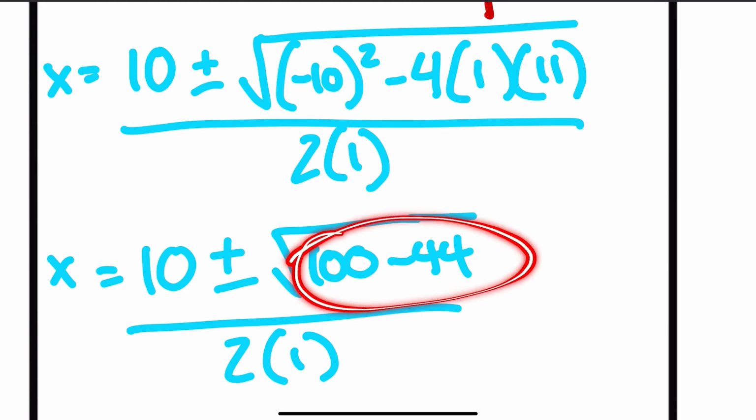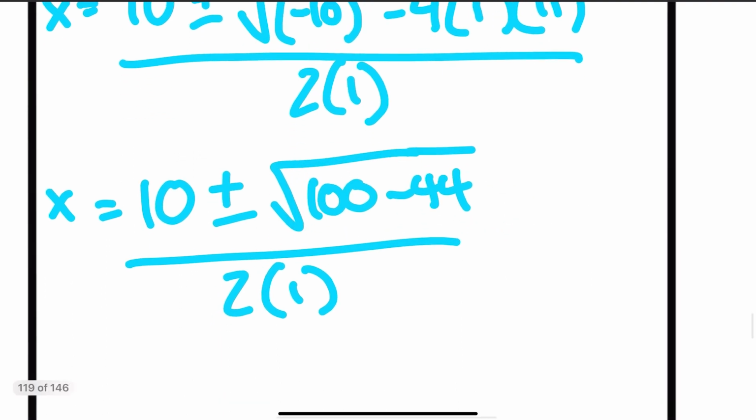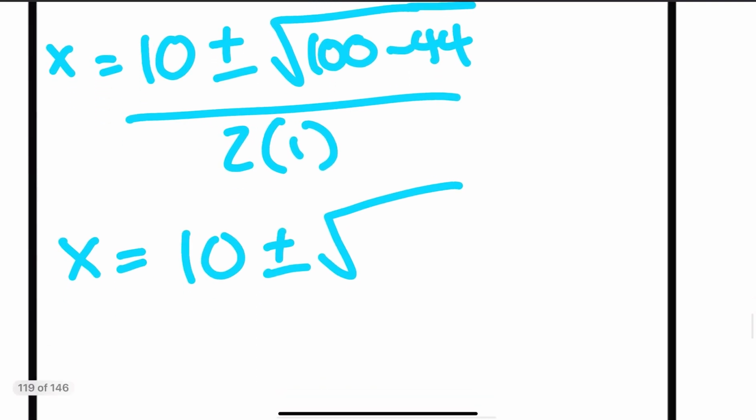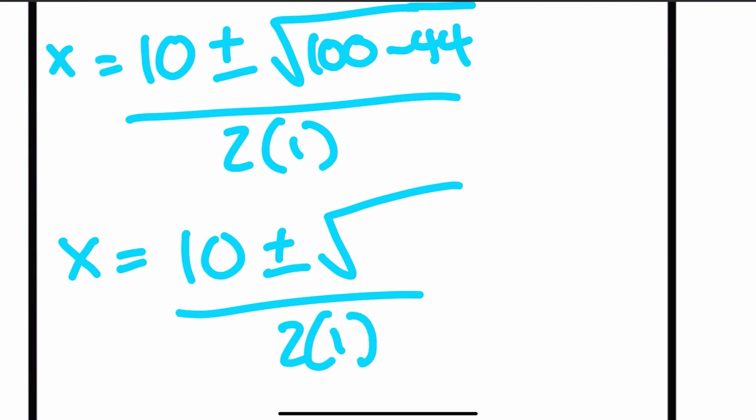I'm going to simplify this part next, just like we did in our discriminant. So I got the rest of this stuff staying the same. Only thing that's changing is what's underneath that radical. I got 100 minus 44. That is a question for my calculator because I don't know that off the top of my head. 56.